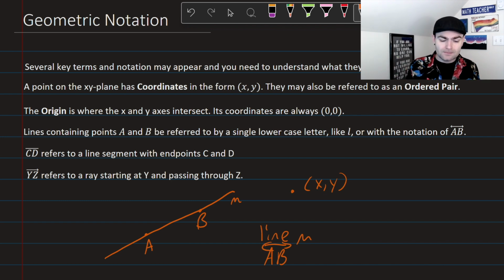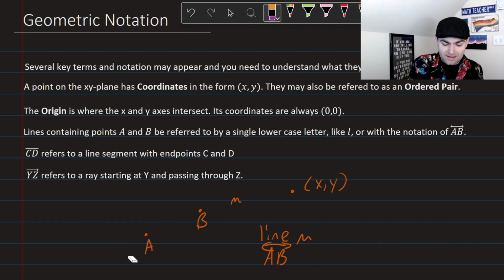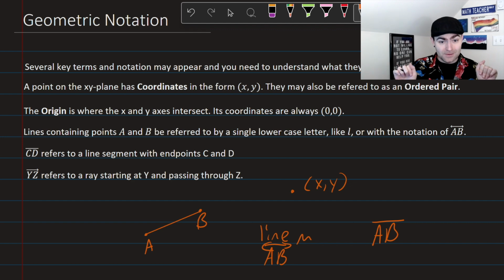Notation-wise, we would have either line M or AB with a line, arrows in both directions, on top of it. If I only wanted the shortest distance between the 2 points, then that would be called a line segment, where it stops on both ends, and it is the shortest distance between the 2 points on a flat surface. The difference is we still use AB, we just don't put arrows on the end of the line that we put over top of them.